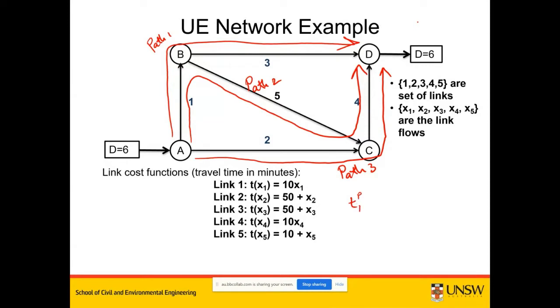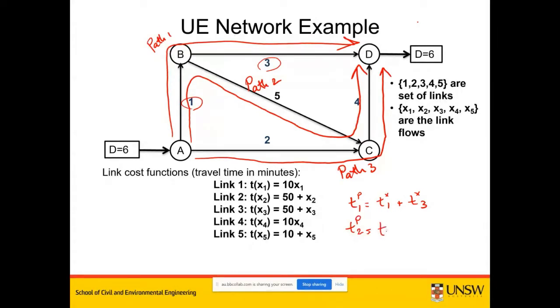So the travel time of path 1, let me put P as a superscript, so that's path 1, is actually equal to t_x1 plus t_x3, right? So link 1 plus link 3, if I add the travel time of these two links, it gives me the travel time on path 1. So same thing with path 2. What is the travel time of path 2?